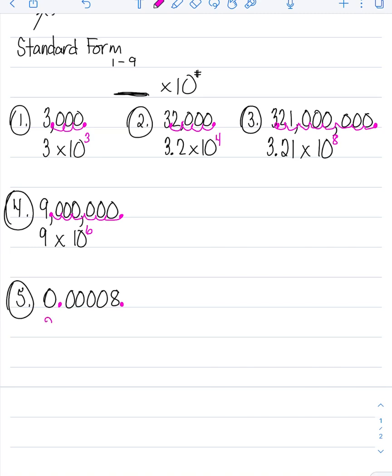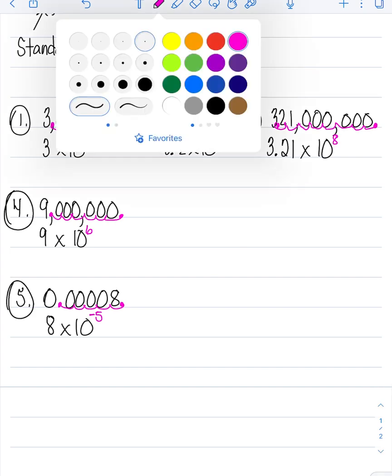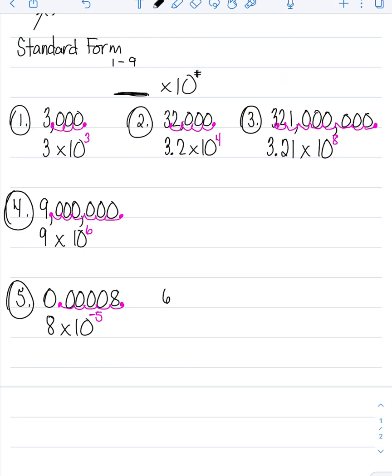So I'm going to move the decimal here, so 8 will be in front of the decimal. So this is going to be 8 times 10, and let's count our spaces. We moved 1, 2, 3, 4, 5 jumps, but 0.00008 is a really small number. If the zeros are up front, it's a small number, so my exponent needs to be -5. So that number written in scientific notation is 8 times 10 to the -5th power. Let's practice some more of these.